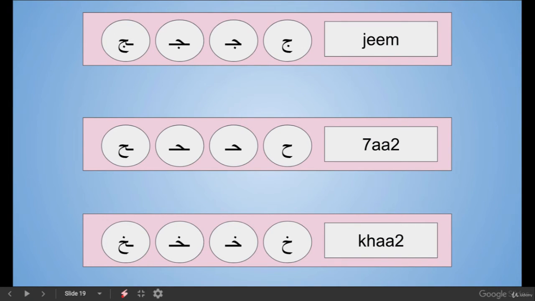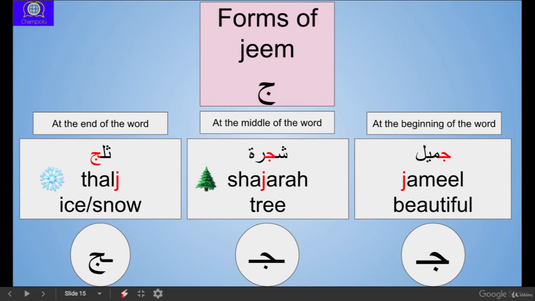Hello everyone, and welcome to this lecture where we'll be discussing the letters Jim, Ha, and Kha. The letter Jim is one of the tricky letters because in most parts of the Arab world it's pronounced as J, as in the sound J in the word George in English. But in other parts, mainly in Egypt, you'll find it called Gim, like Gulf. But for modern standard Arabic we will use it as Jim. This is how we're going to talk about it in this lesson.